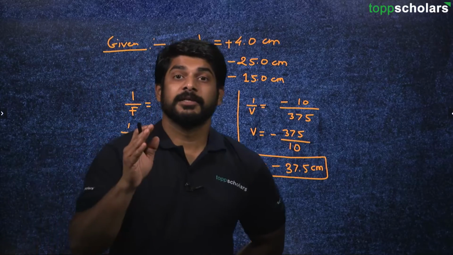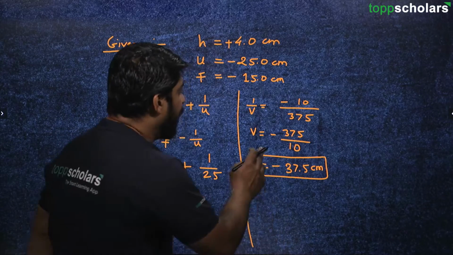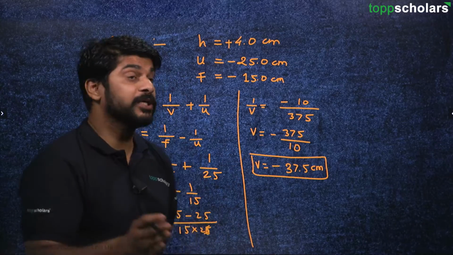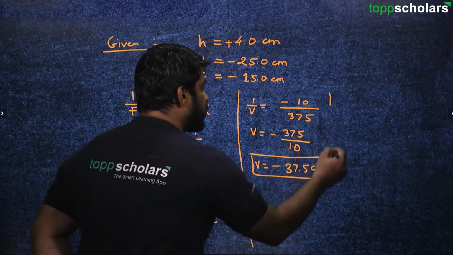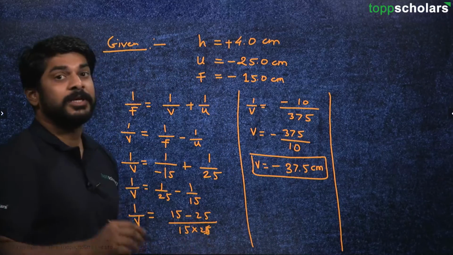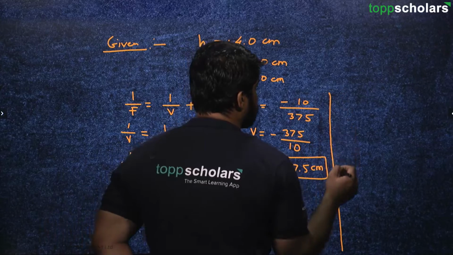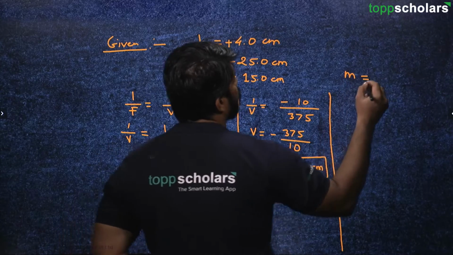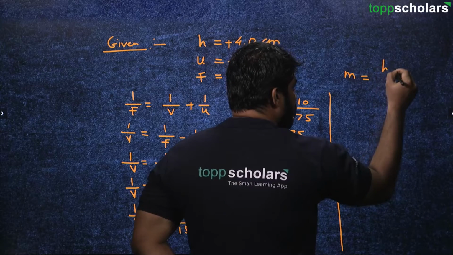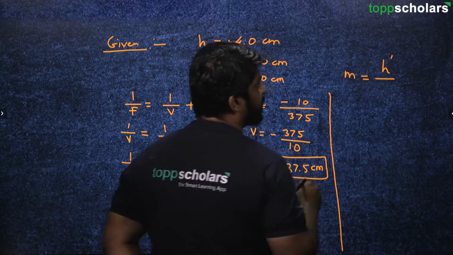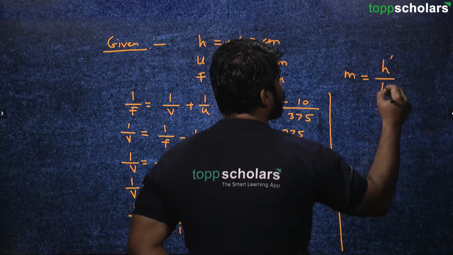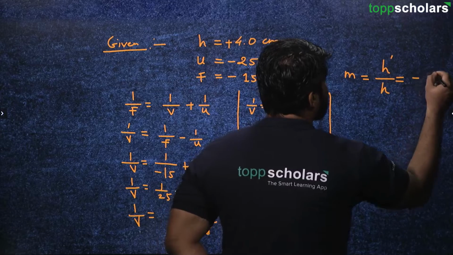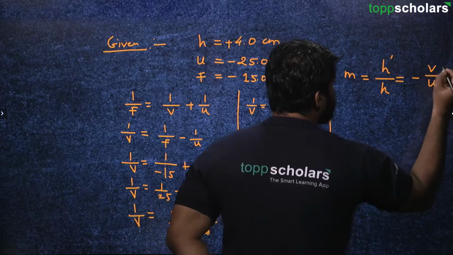That means that the screen must be placed at this distance from the mirror in order to get a sharp image of the object. Now one more thing that we have to find out over here is the size of the image. So for that we can use the formula of magnification, and the formula for magnification is size of the image, let's say it is h dash, divided by size of the object, it is h, and it is also equal to minus v upon u, isn't it?